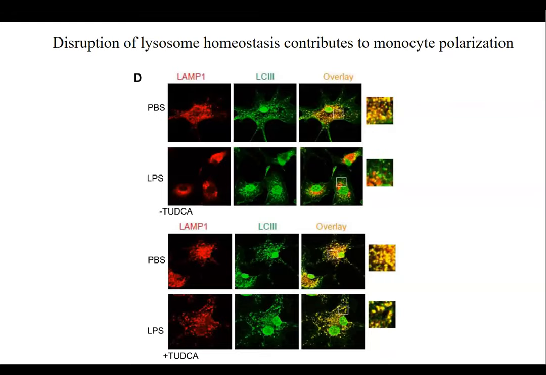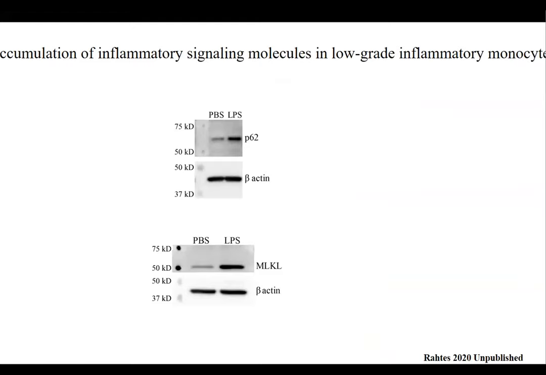And indeed, we also saw that because of the disruption of lysosome fusion, we see the accumulation of P62. This P62 is involved in the further activation of downstream pro-inflammatory signaling. And we also saw the accumulation of MLKL, all involved in the disruption of lysosome fusion processes.